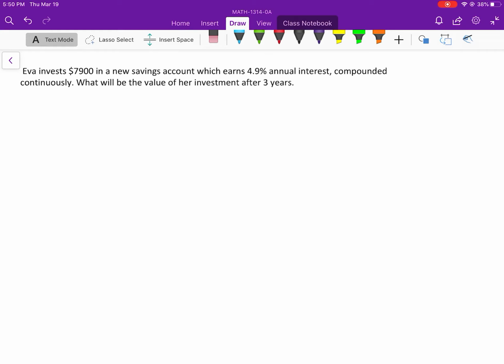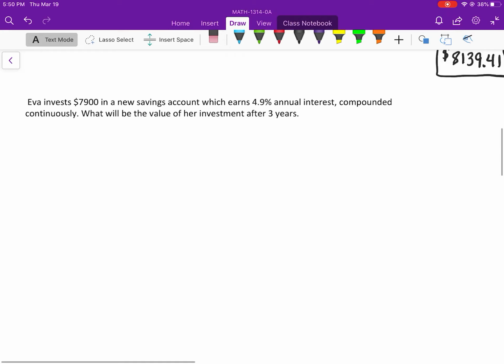Okay. All right. So on this particular problem, we have Eva this time. Okay, Eva invests $7,900 in a new savings account, which earns 4.9% annual interest, compounded continuously this time. So what will be the value of her investment after 3 years? Okay, now this is a different formula this time, and I only want you to use this formula when you see that it says compounded continuously. Okay, because the name of this formula is the continuous compounding formula.